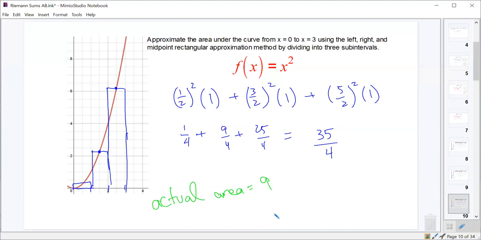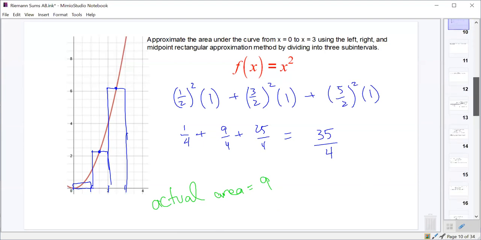So pretty decent approximation, really, when you think about it. Maybe not as good as some of those square roots that we did with the linearization, but you could imagine if instead of using 3 subintervals from 0 to 3, I had a calculator with a program and I had 100 subintervals here? Well, we could probably get pretty darn close to the actual value of 9, don't you think? Any questions on how to find these left, right, and midpoint rectangular approximations?